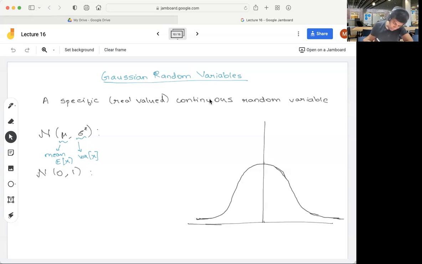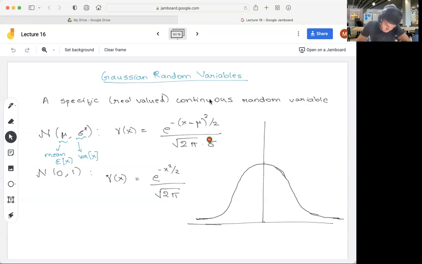Let me write down its density function. First, let's say for a Gaussian random variable with mean 0 and variance 1. This is particularly clean and useful for a reason we'll see in a minute. The density function is sometimes denoted as gamma, and gamma of x is given by the function e to the minus x squared divided by 2, whole divided by square root of 2 pi. And more generally, the density function is given by e to the minus (x minus mu) whole squared.